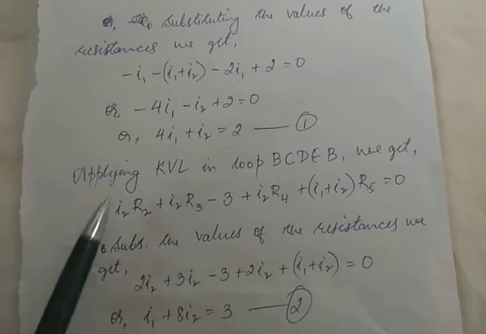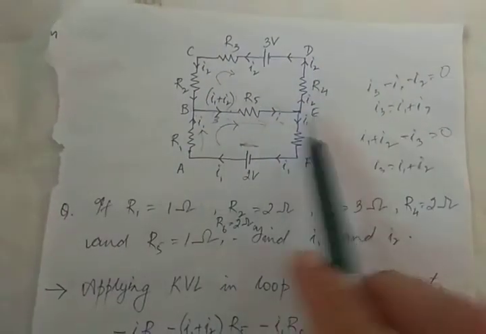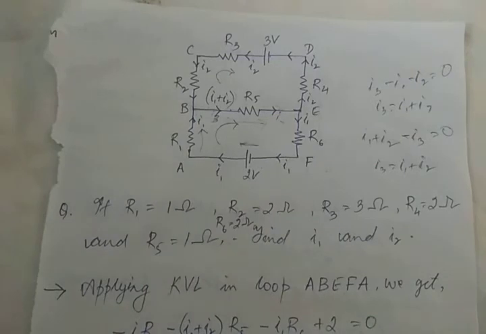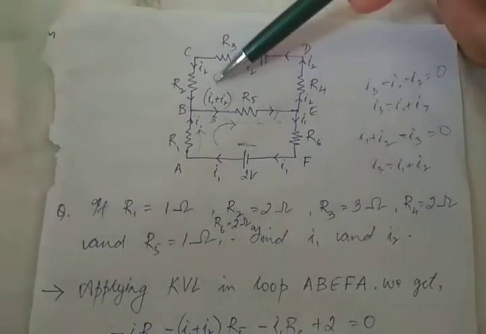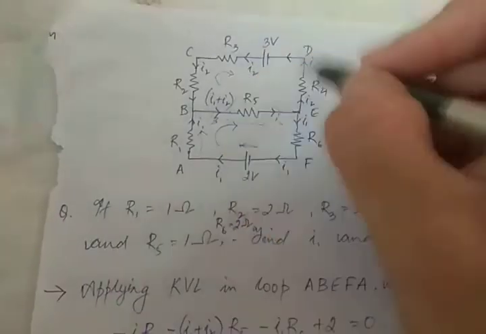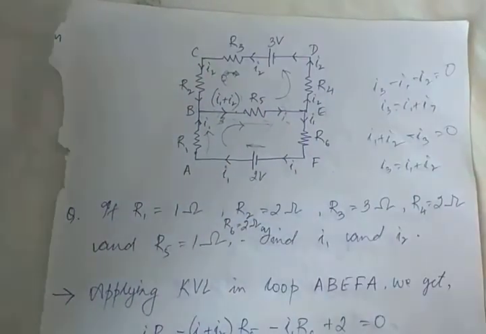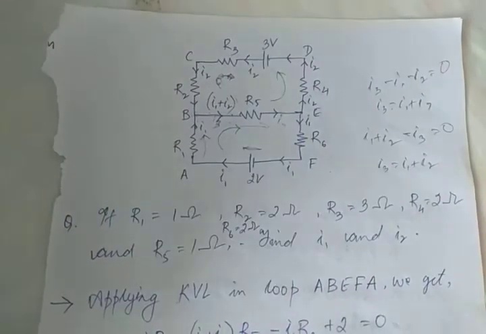Then after, applying KVL in loop BCDEB, which means the upper loop. So we are applying KVL in the upper loop. Here also I've taken clockwise direction of movement. Let me show you anti-clockwise direction of movement. Say for example I choose anti-clockwise direction of movement. Let me write the equation, just a sec.